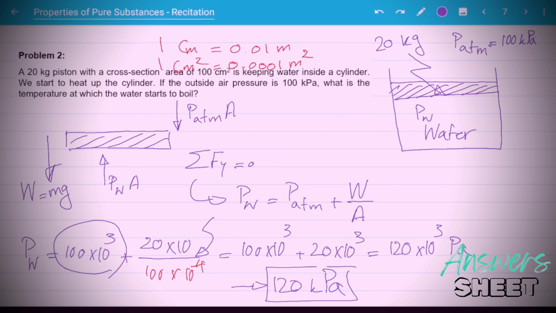Now, the moment that water starts to boil corresponds to when the water reaches the saturation temperature at this pressure. We need to go and check the tables to find the saturation temperature. The tables that I have provided in the link below do not have the properties of water at 120 kilopascals. What they do have is the properties at 100 kilopascals and the properties at 125 kilopascals. So we need to do a linear interpolation to find the saturation temperature.